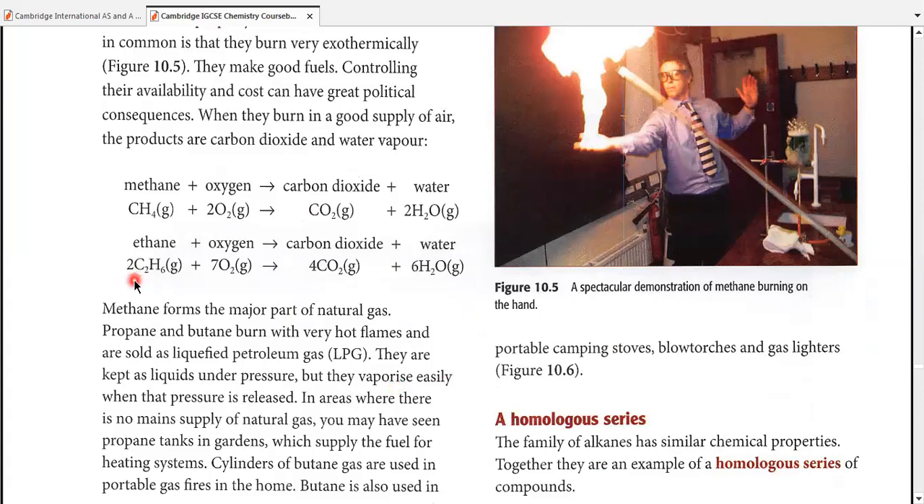Take a look. Moving on to a bigger alkane, ethane, which has 2 carbon atoms, it reacts with oxygen and takes up actually more oxygen molecules to give us more carbon dioxide and water molecules. The balancing and the completion of these equations is basically a question in IGCSE.